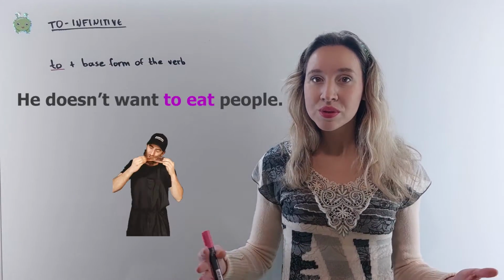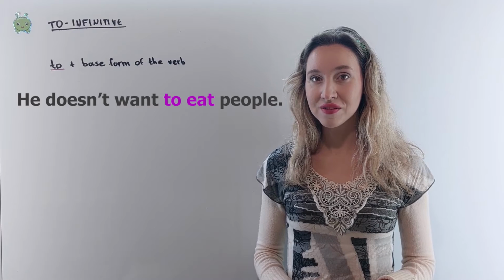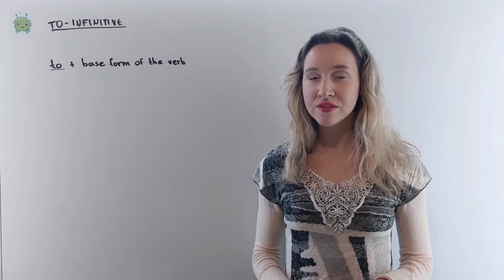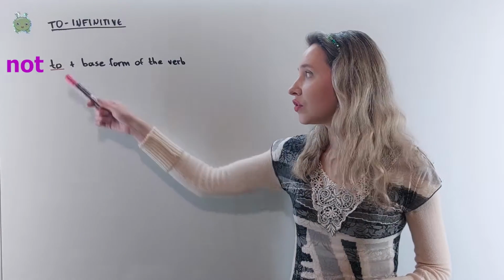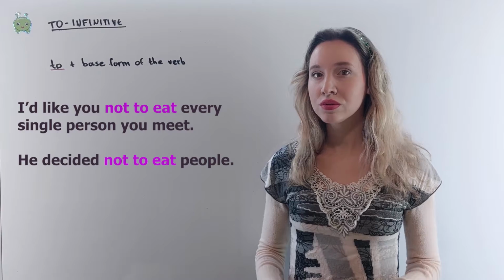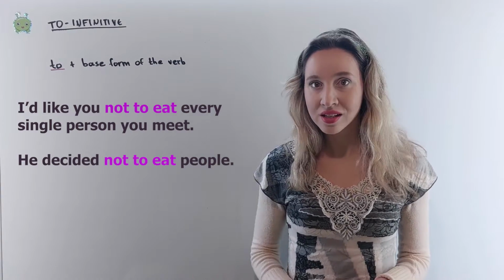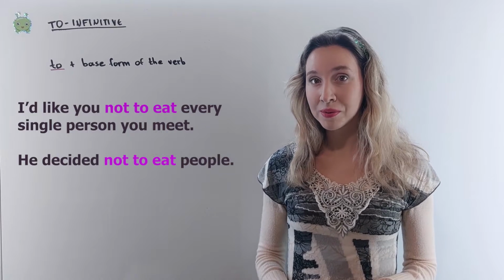He doesn't want to eat people anymore. To eat is the full infinitive. The negative infinitive is formed by putting not in front of to. I'd like you not to eat every single person you meet. He decided not to eat people anymore.